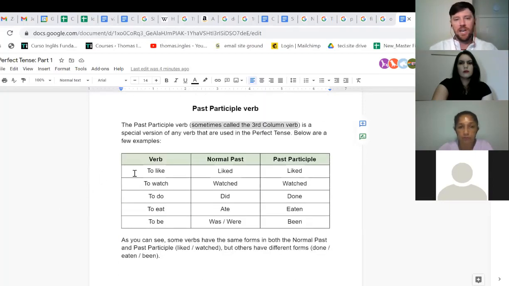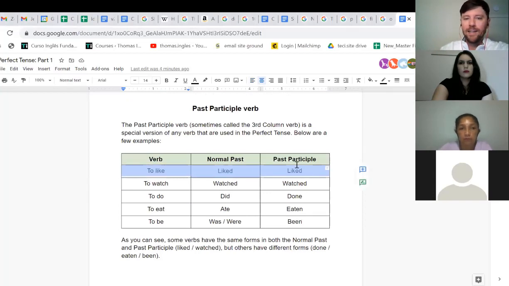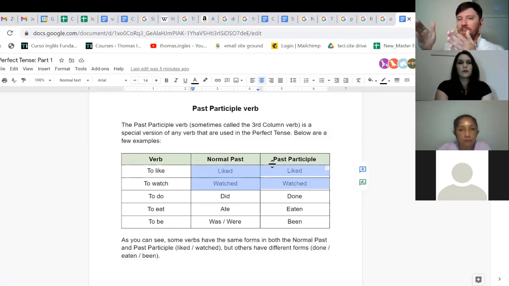So here are some examples. To like, liked, and liked. So here's the present tense, here's the normal past tense, and then here is the past participle. You could also say simple past, by the way. You could also call it simple past. I just put normal past here. So to watch, watched, and watched. So do you see a pattern here that the normal past and the past participle are the same? Sometimes they're the same. Sometimes there's no difference between the past participle and the normal past. So that's something to remember.